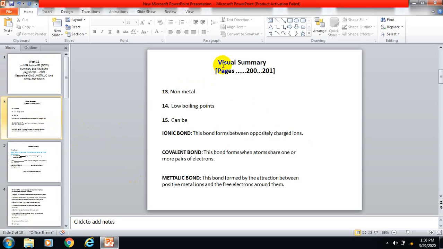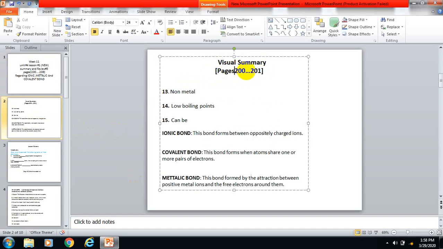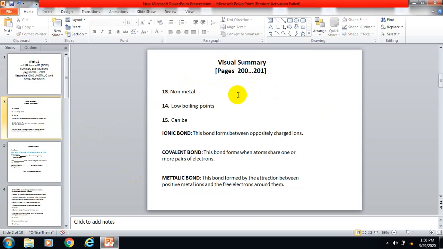The first one, visual summary. You have to consider your pages from 200 to 201. I need you to solve the 200 page first. Look at, you need to encircle the non-metal for the 13th option.